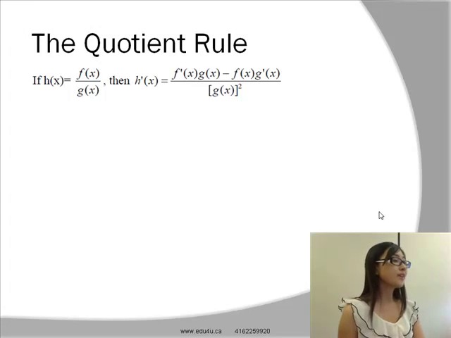This rule states if we have h(x) = f(x) over g(x), then the derivative of h(x) will be equal to f'(x) times g(x) minus f(x) times g'(x), over g(x) squared. This equation might appear complicated right now, but after we prove it, it will all be very simple.